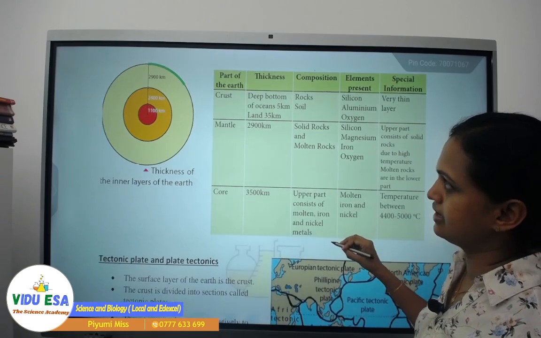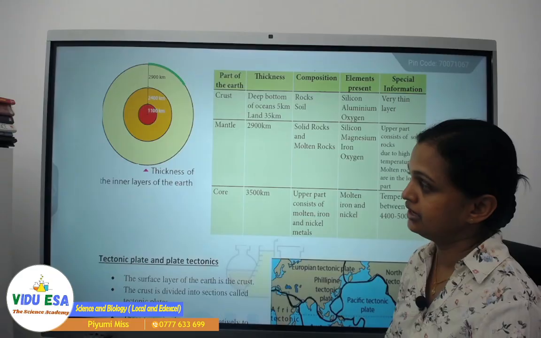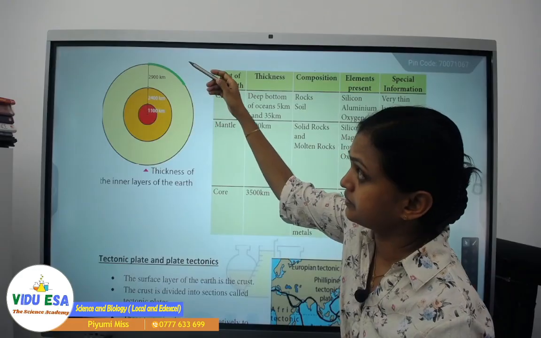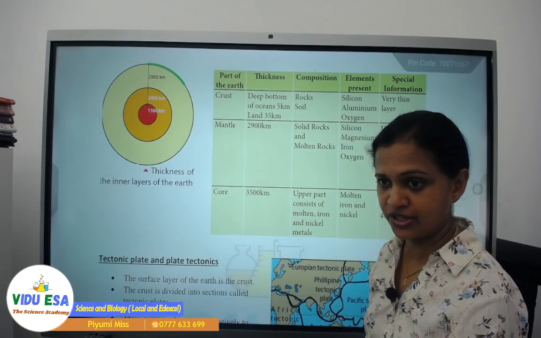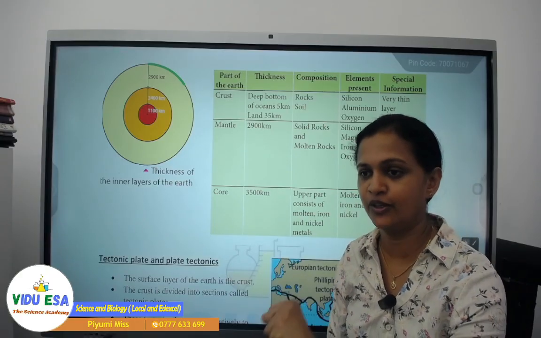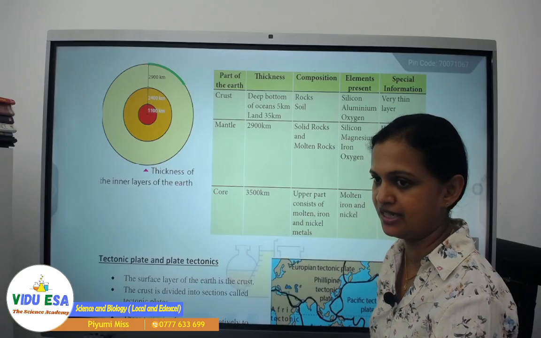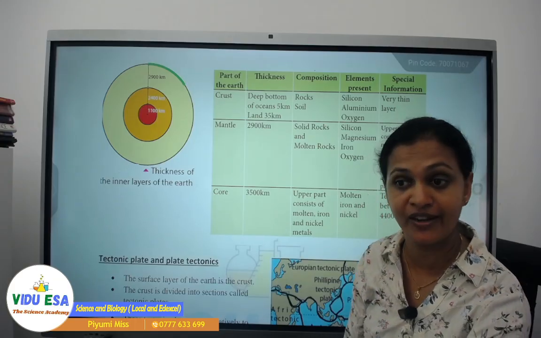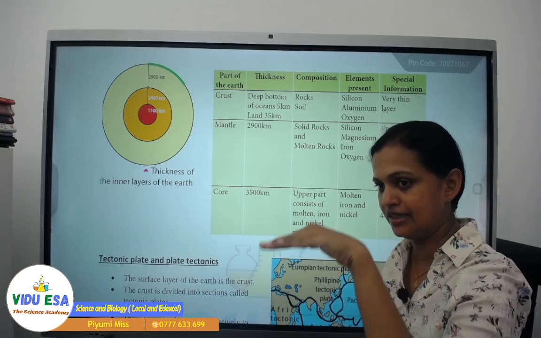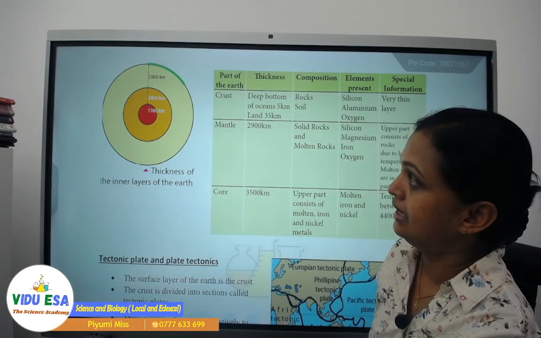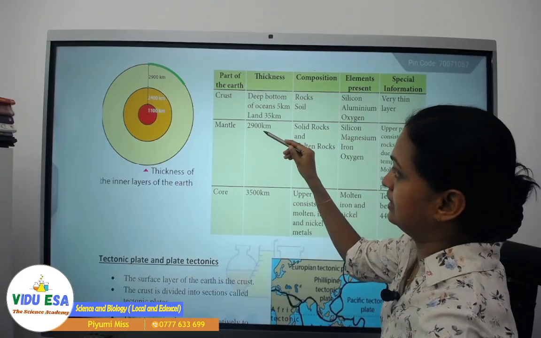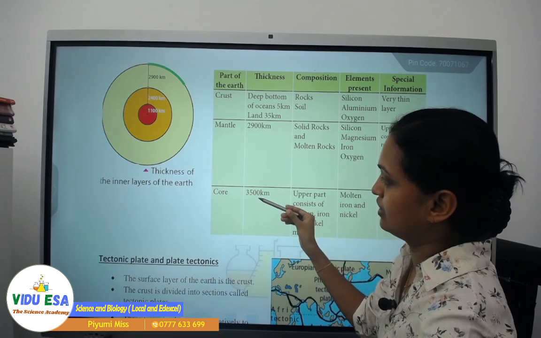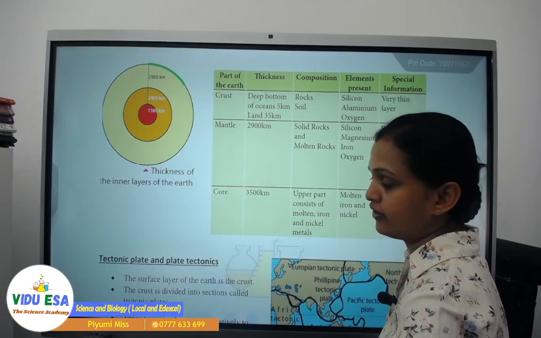So here you are given the summary which is available in your textbook. The thickness of the inner layers of the Earth. About the crust we mentioned, from the ocean bed it is about 5 kilometers, and from land it is about 35 kilometers, but the thickness varies in the crust because there are highlands, lowlands, ocean beds as well. In the case of mantle, it is 2,900 kilometers, right? And in the case of the core, it is about 3,500 kilometers.